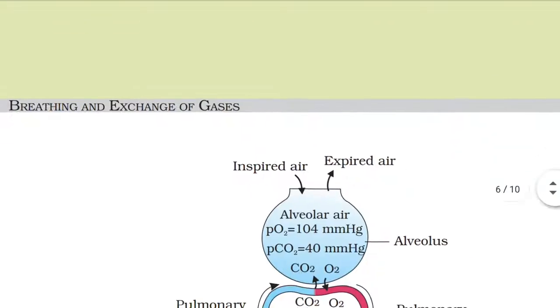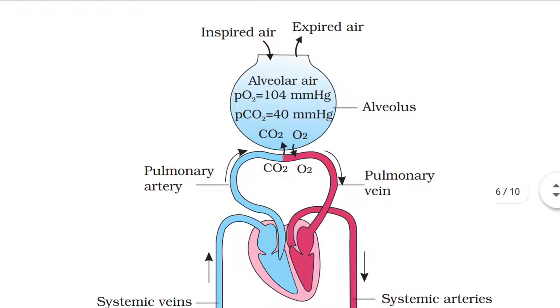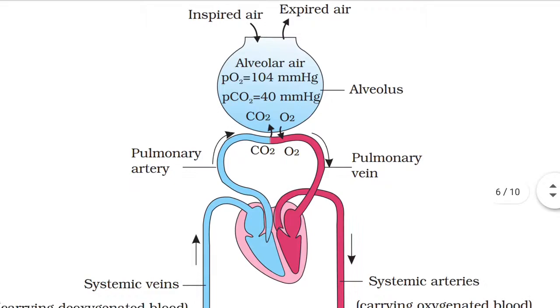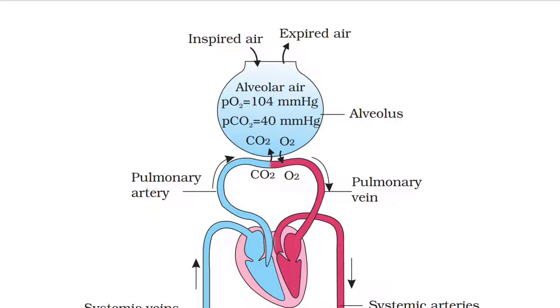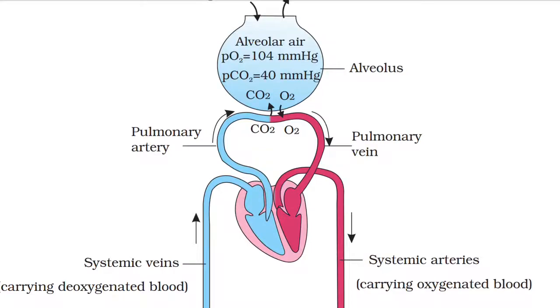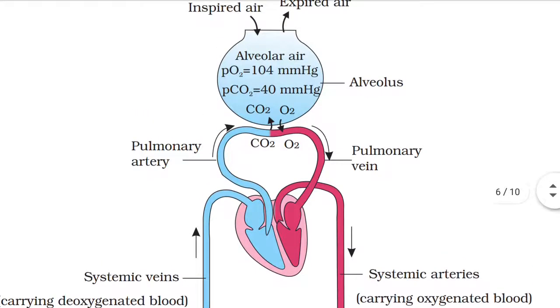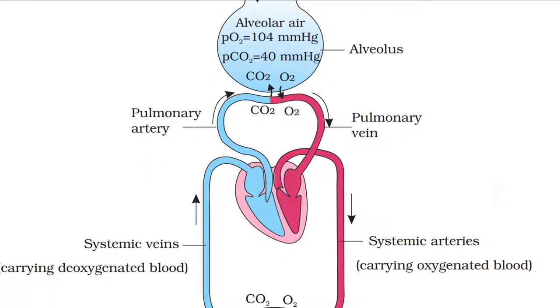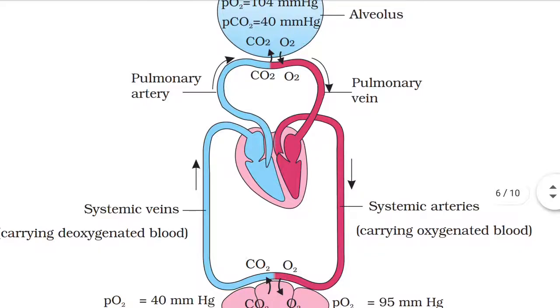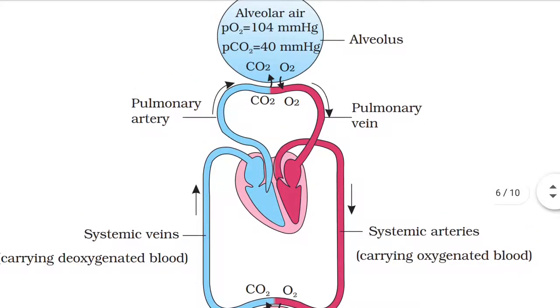So let's see the exchange of gases here, inspired air and expired air. The PO2 in the alveolus is 104 mm of Hg and PCO2 is 40 mm of Hg. Carbon dioxide moves from the venous blood to the alveolus, and from the alveolus, oxygen moves towards the oxygenated blood.